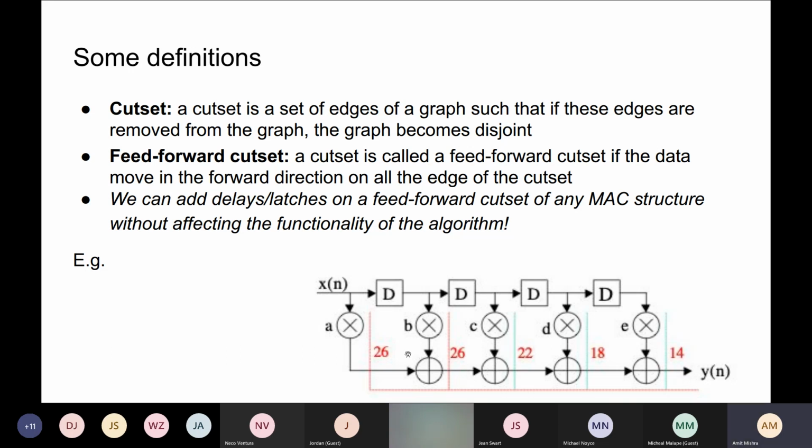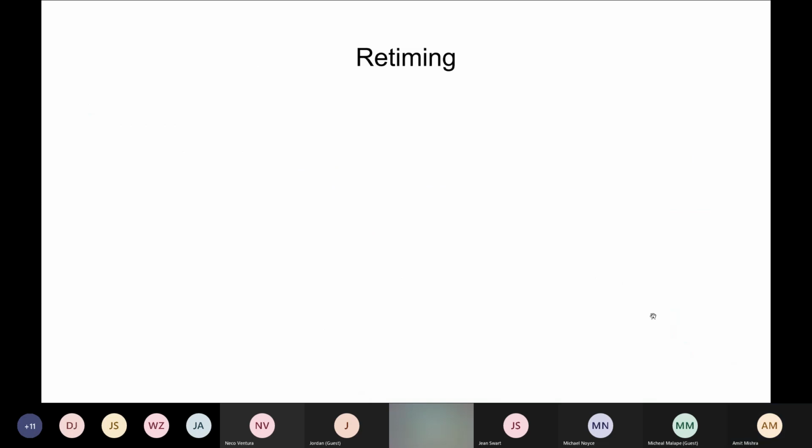So what do you get? You are getting a much smaller critical path, but what do you lose? You are also adding extra delays in the main path of the input. So if you want to have 4 delays added in the addition path, then you also need to add 4 extra delays in the input path. But it's as simple as that. If you want to add delays, you try to find a feed-forward cutset and add a delay in each of the edges.